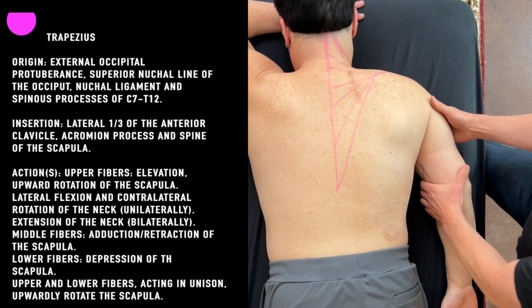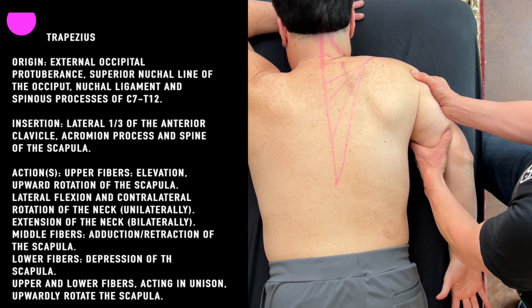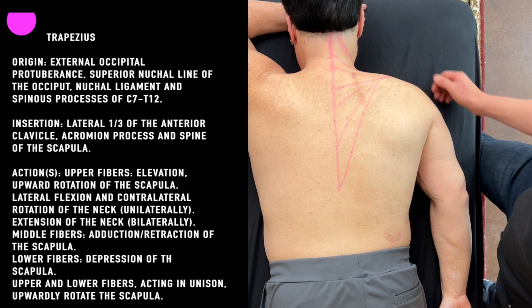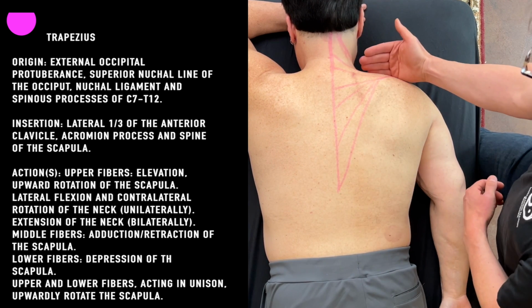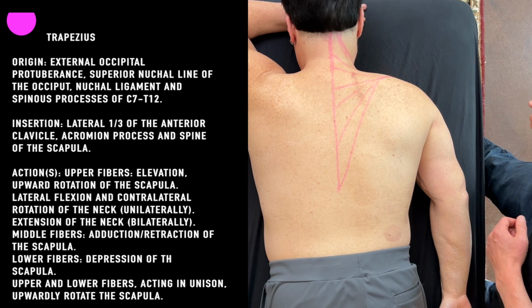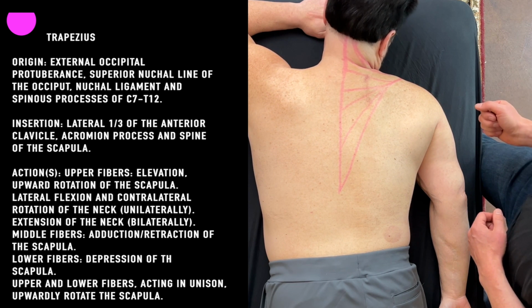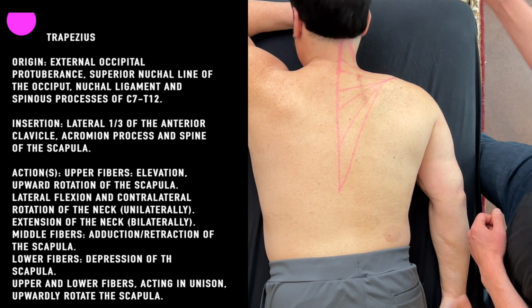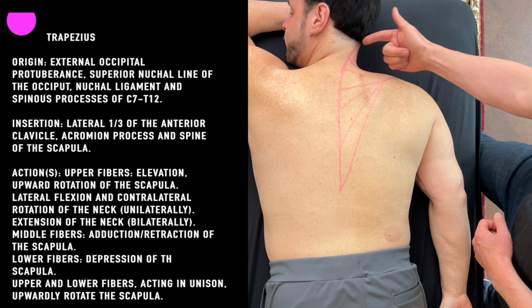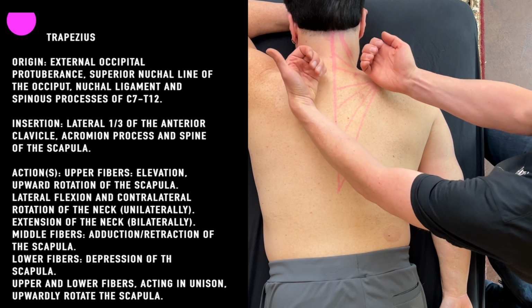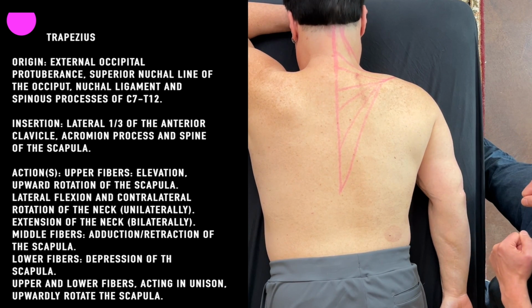So the upper fibers will elevate, and then they're going to act on the head as well. In this case, if we have one side contracting, we'll get lateral flexion. Just show that for me. Perfect. And it will get contralateral rotation. That is turning the head toward the opposing side. You can see how those get closer together. Bring it back to the center. If you have them acting bilaterally, you will get extension of the head and neck.